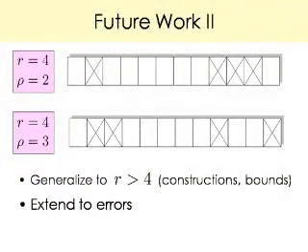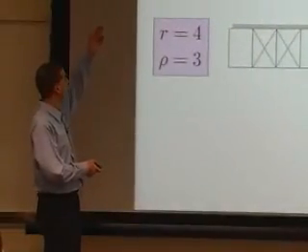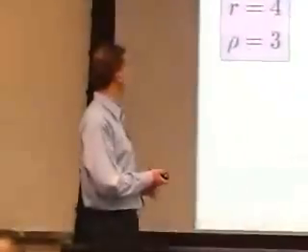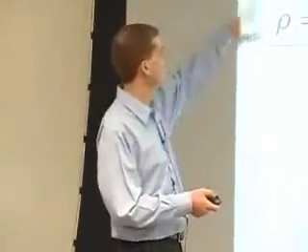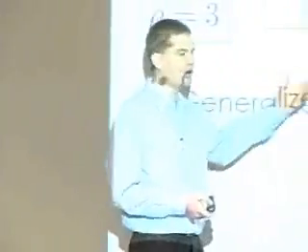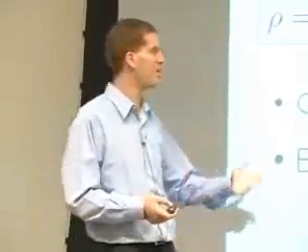In terms of correlated failures, we had a very special case of this idea. We only handled r equals 4 and those two intermediate cases, rho equals 2 and rho equals 3. But that idea is much more general. Of course, r more than 4 is very interesting. We want constructions for that and bounds. And also, we only cared about erasures, about failures. You can think of extending it to errors. You want to correct errors with those clustering constraints.